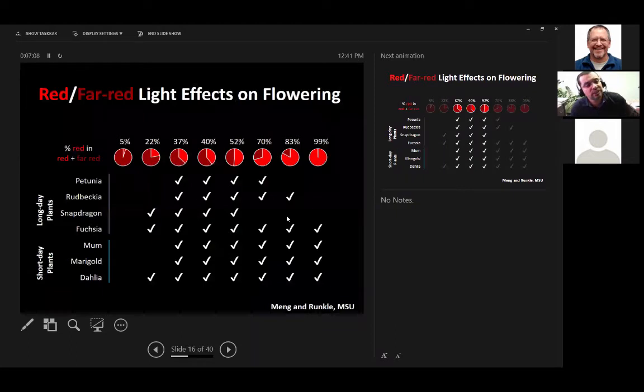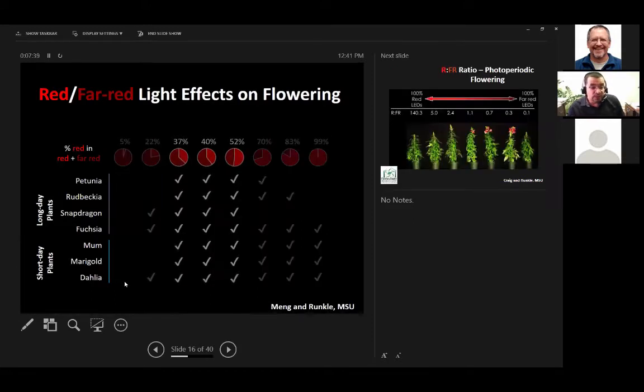So let's now look into red to far red ratio and how it affects flowering. Here we have a study that was conducted by William Meng and Erik Runkle here at Michigan State. What we're looking at is the percent of red light in red to far red lamps. Here we have long day plants, from petunia all the way down to fuchsia, and examples of short day plants such as mums, marigold, and dahlia. And what do we see? We see that in order to induce long day plants into flower, and in order to keep short day plants vegetative, we need anywhere from, let's say, 37 to 52% red light in these lamps.